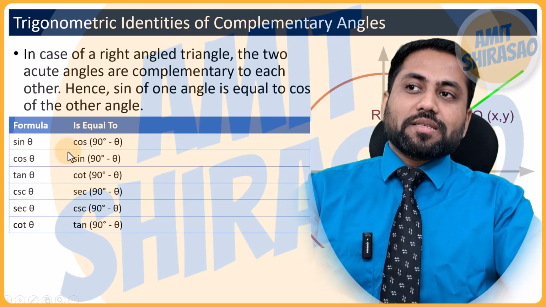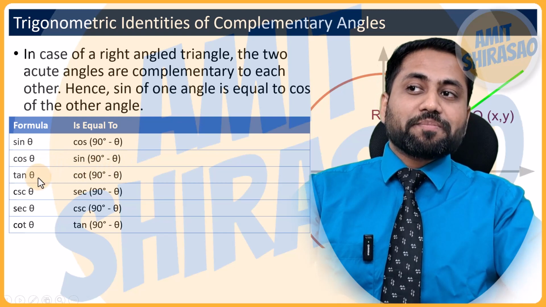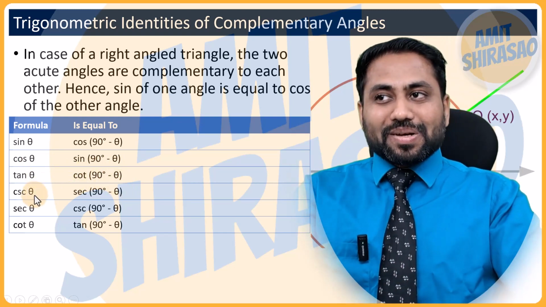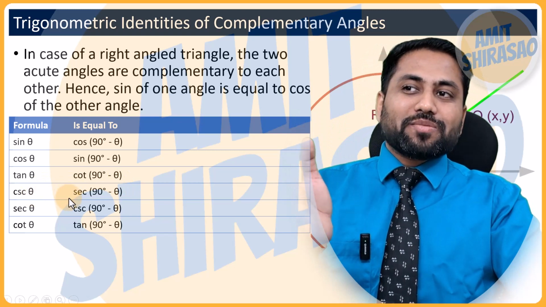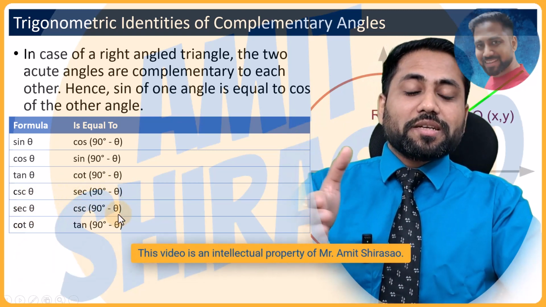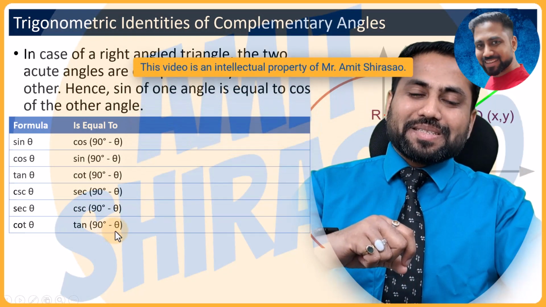So sine theta is equal to cos 90 minus theta, cos theta is equal to sine 90 minus theta, tan theta is equal to cot 90 minus theta, cosec theta is equal to sec 90 minus theta, sec theta is equal to cosec 90 minus theta, and cot theta is equal to tan 90 minus theta.